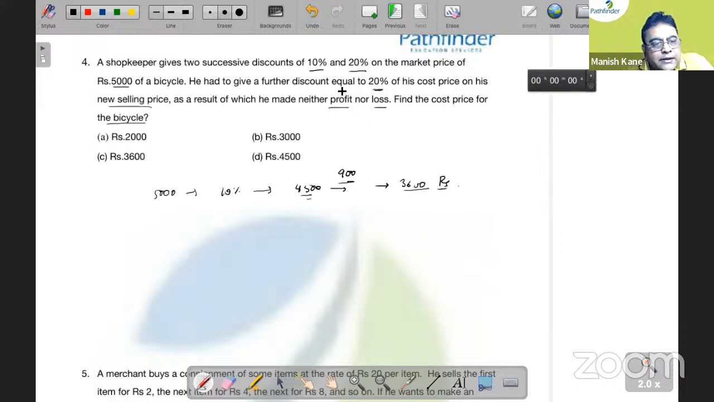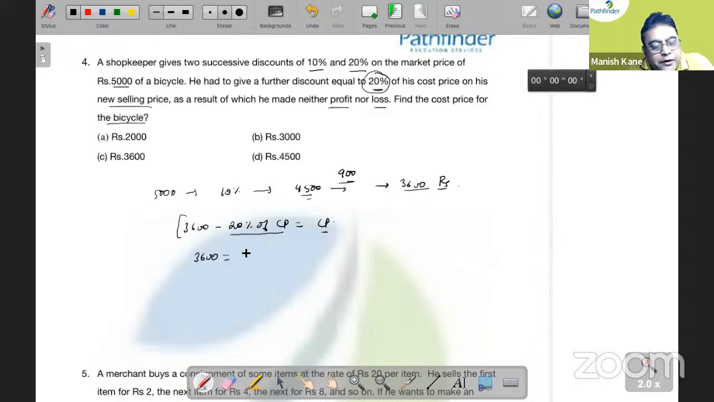And then he says that he had to further give a discount of 20% on the cost price. So on 3,600, he gave a discount of 20% of CP, and therefore he reached neither profit nor loss. That means 3,600 minus the discount must be equal to his cost price.